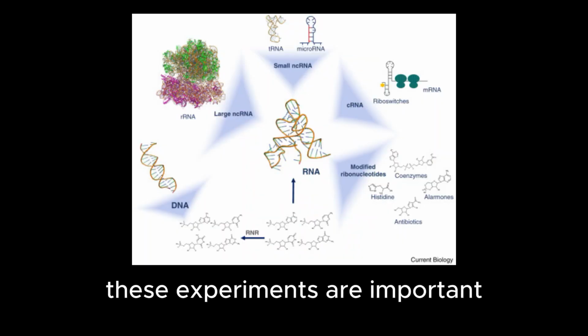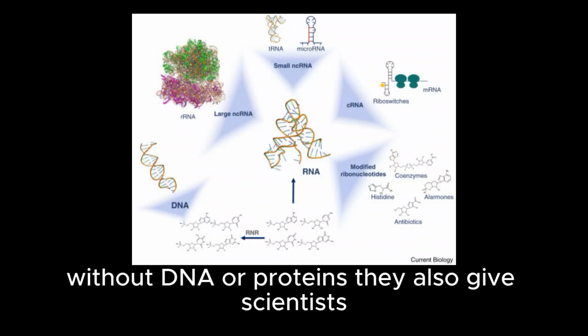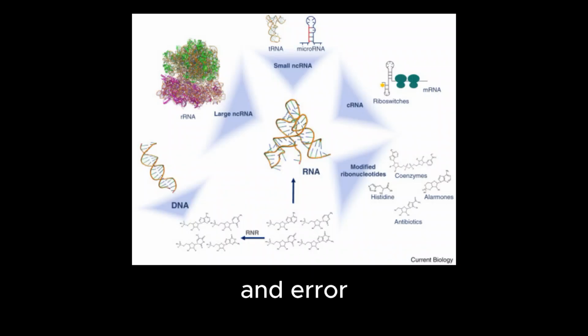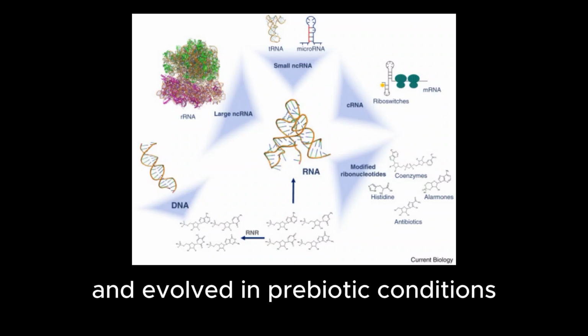These experiments are important because they provide a model for how life could have started without DNA or proteins. They also give scientists estimates for realistic rates of replication and error, which help explain how early life could have survived and evolved in prebiotic conditions.